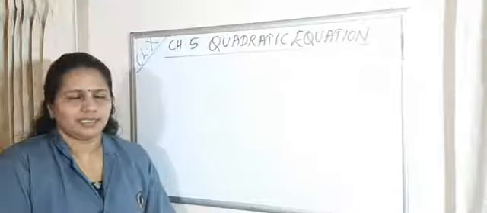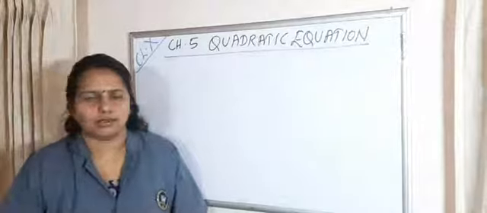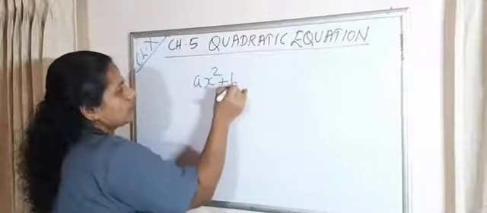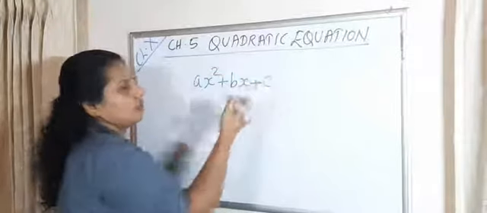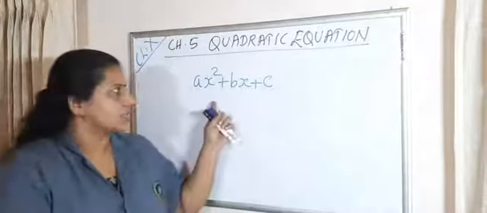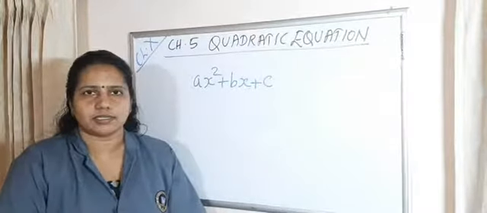Welcome back, children. Today I am taking chapter 5, quadratic equation. Okay? What type of polynomial is this? ax² + bx + c. What type of polynomial is this?